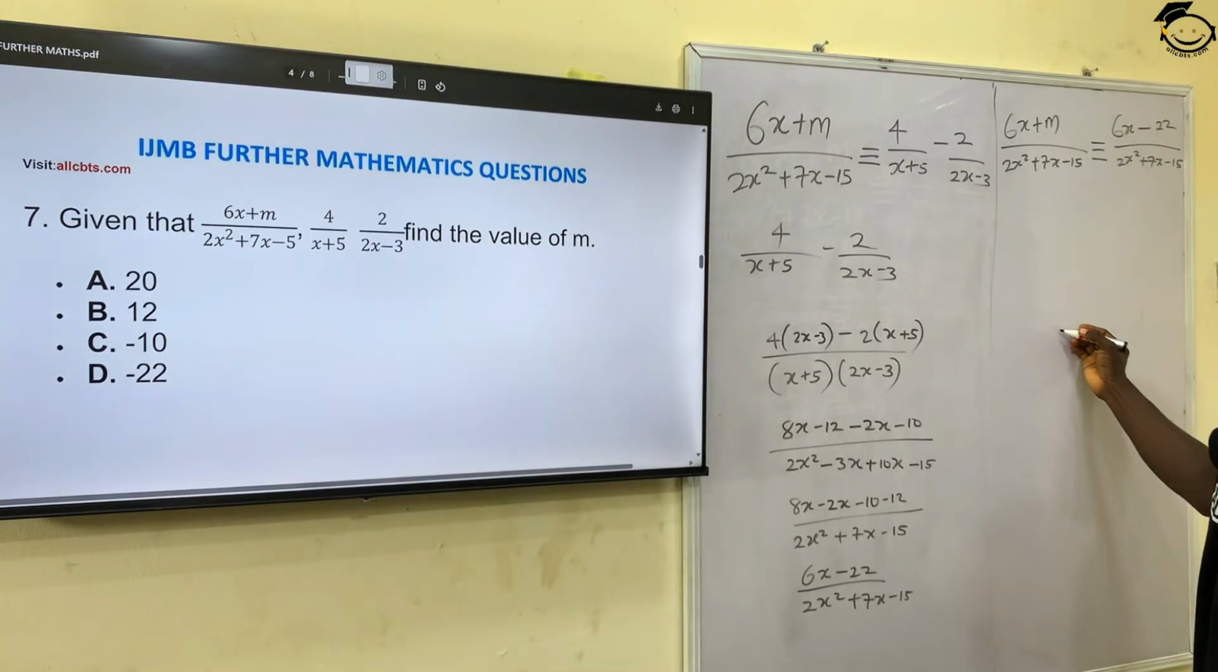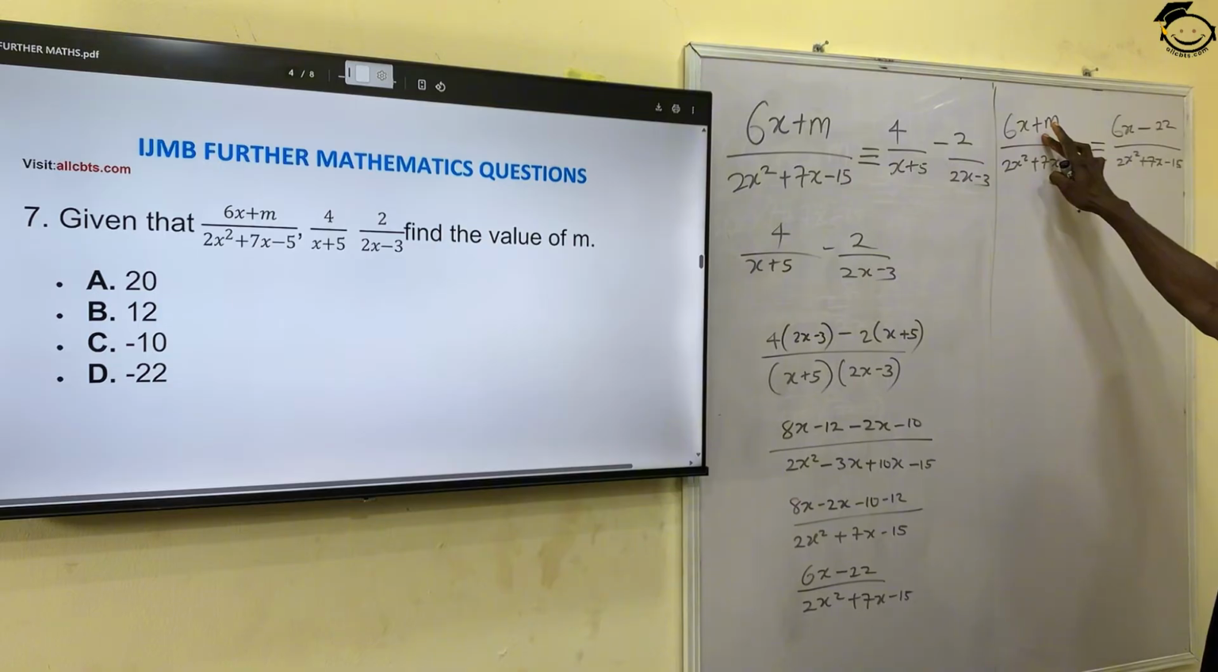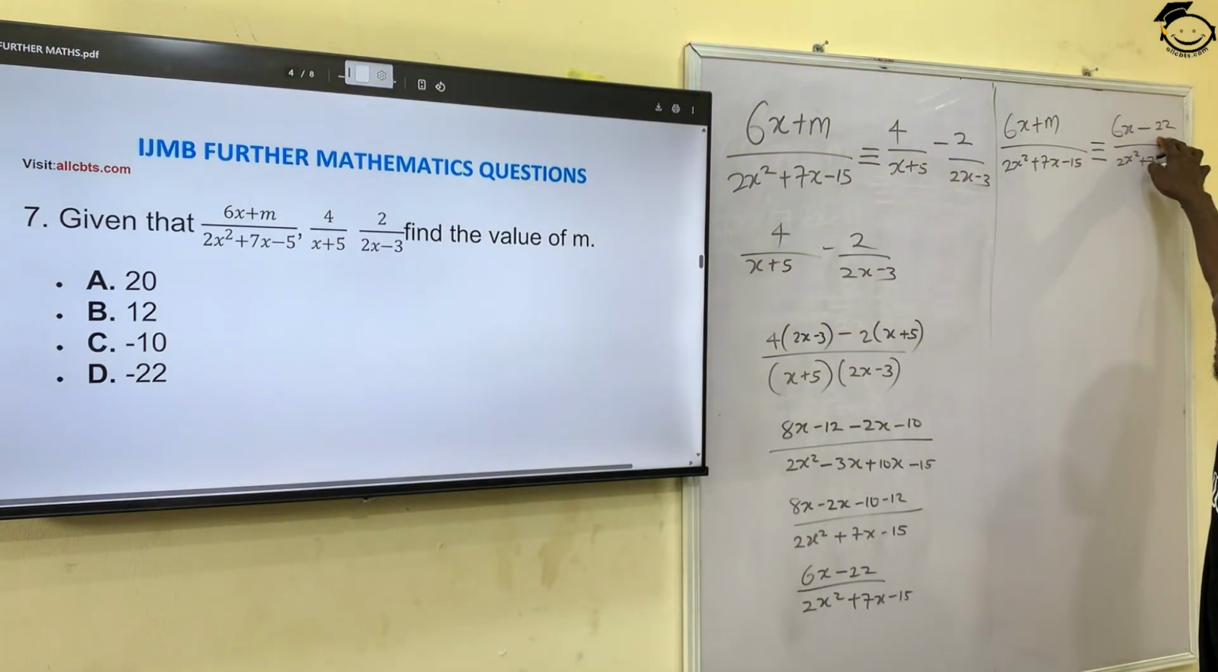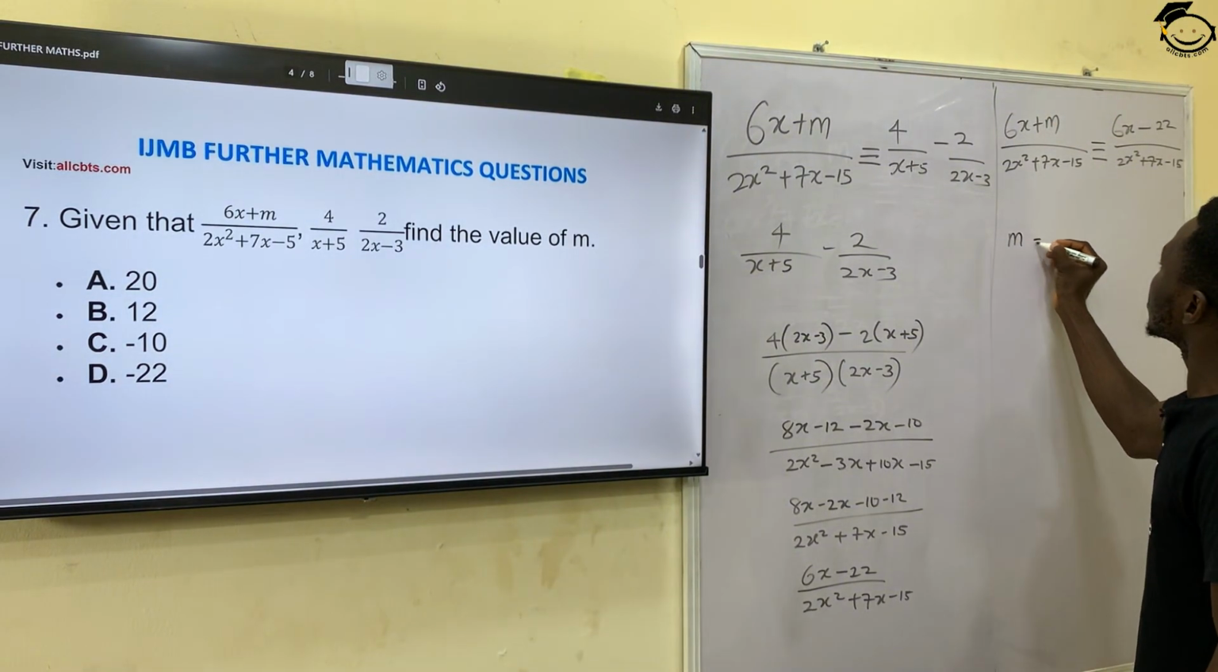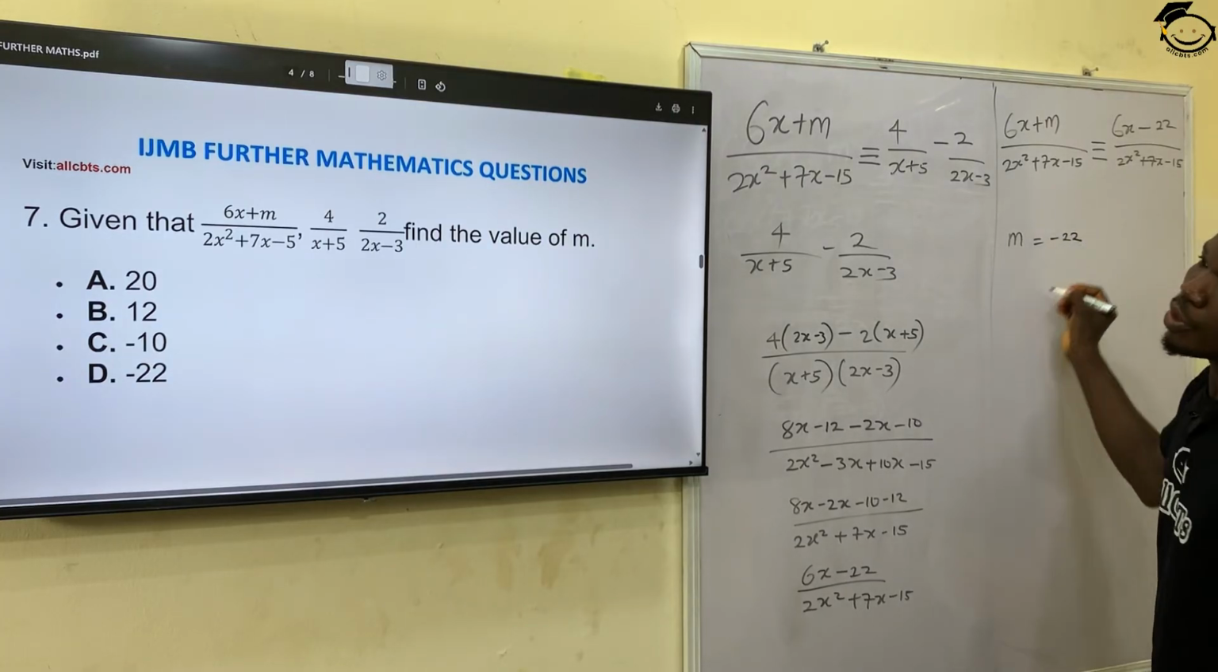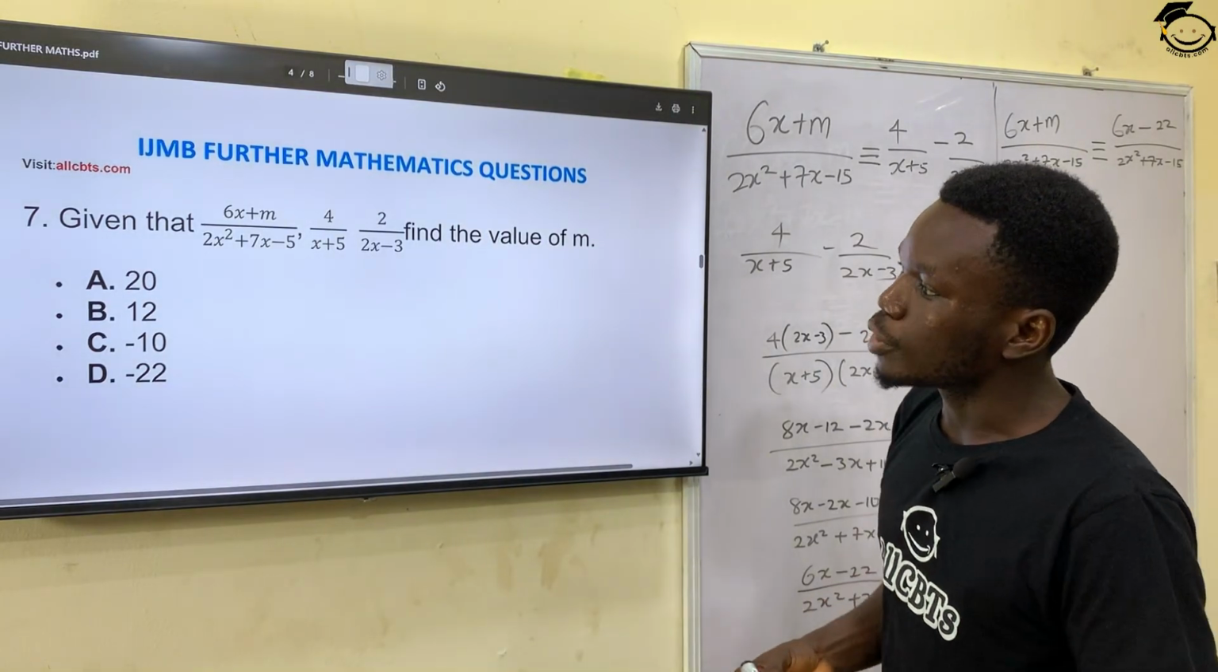So they're asking us to find the value of m. So wherever I see m here, it's the same as what I have here on my answer. So it means that my m is equal to minus 22. So, and that is option D.